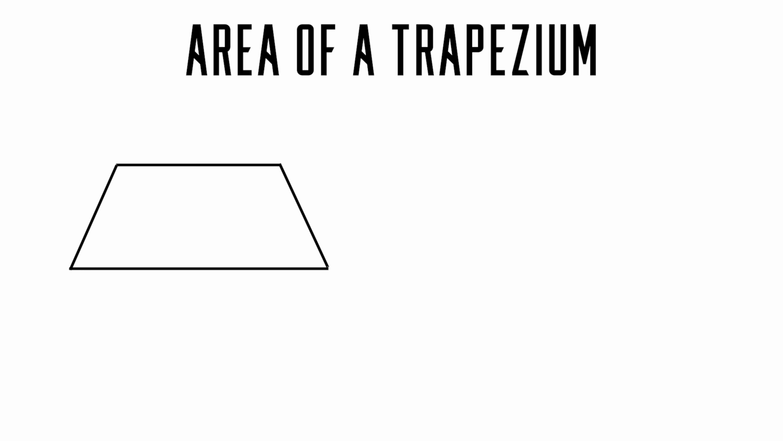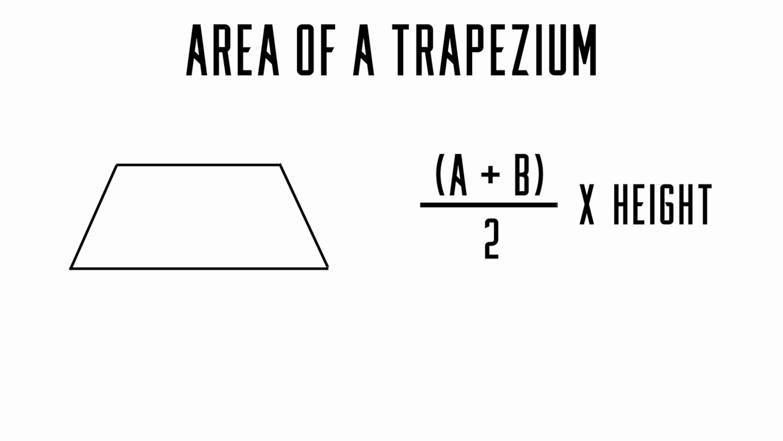Lastly, if we look at a trapezium, there are a couple of measurements that we need to know in order to calculate its area. We need to know the length of both the base and the top edge of the trapezium, along with the perpendicular height too. The equation for the area of a trapezium is (a plus b) divided by 2, multiplied by the perpendicular height.